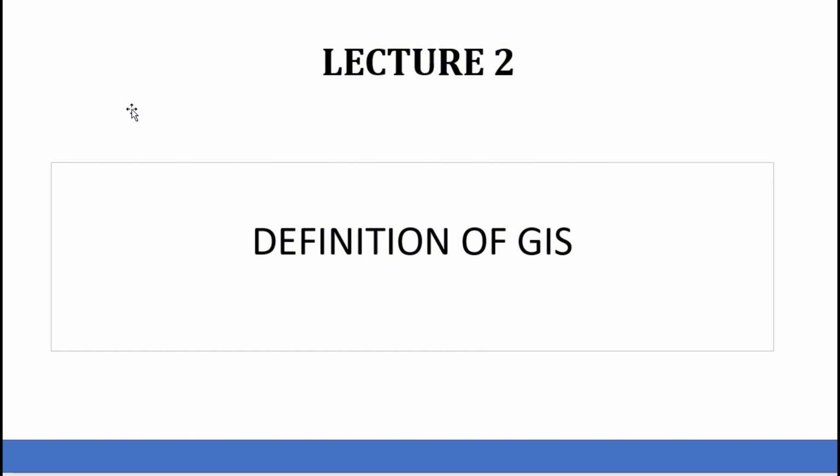Here we can see GIS has been defined by different individuals and in different ways to suit the purpose for which GIS is used.